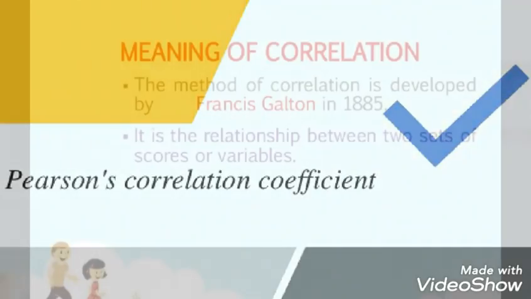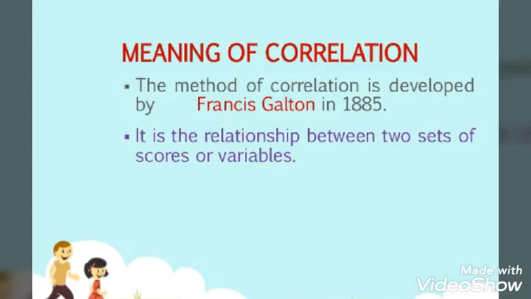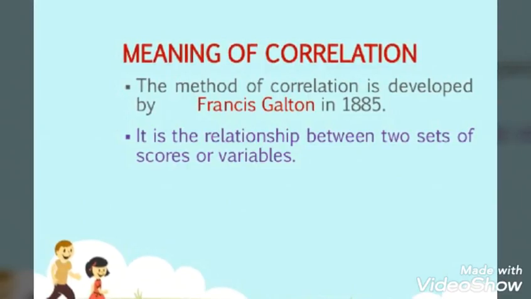So let's see what is the meaning of correlation. The method of correlation was developed by Francis Galton in 1885. It is the relationship between two sets of scores of variables.